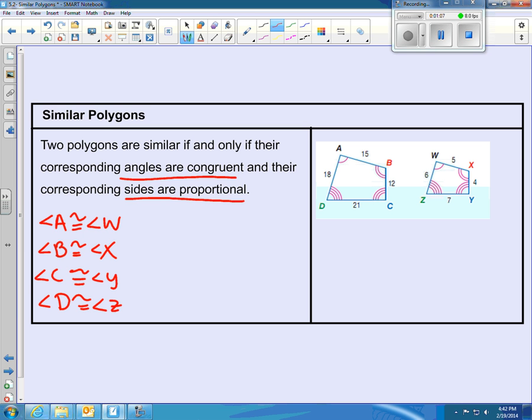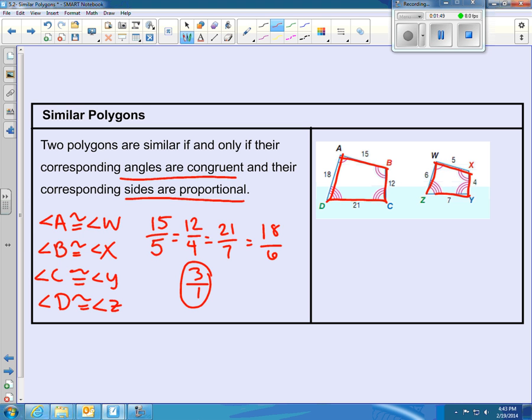And I'm just going to set my proportion up with my left figure to my right figure. So I'm going to start here with AB. It's 15, and I'm setting up my proportion, and that goes with our side WX, which is 5. And we're going to see, is that equal to, we're going to put our 12 over our 4. Then we're going to do 21 with our 7. And then last, we have 18 over our 6. So what do these proportions all reduce to? They all reduce to 3 over 1.